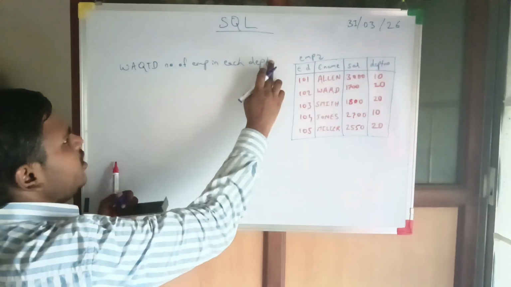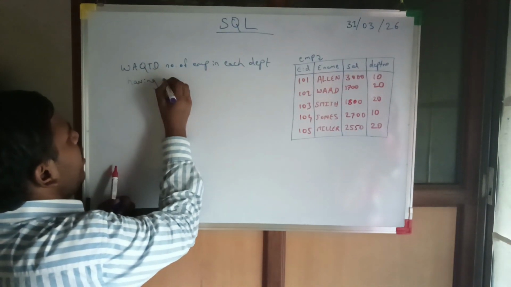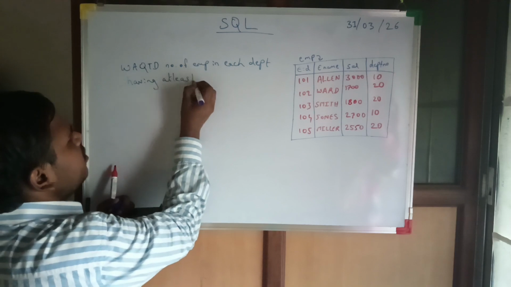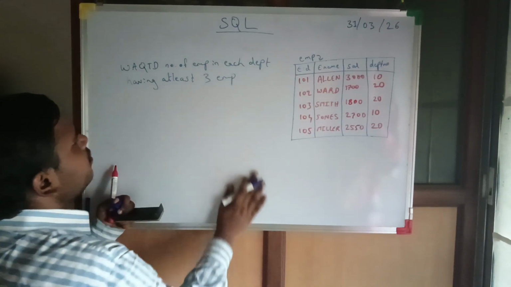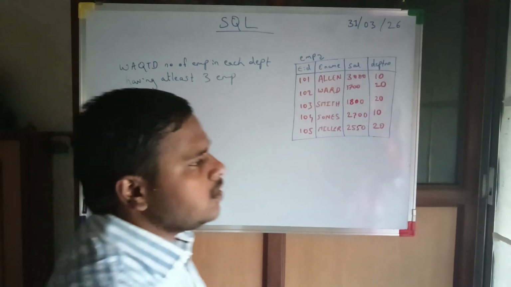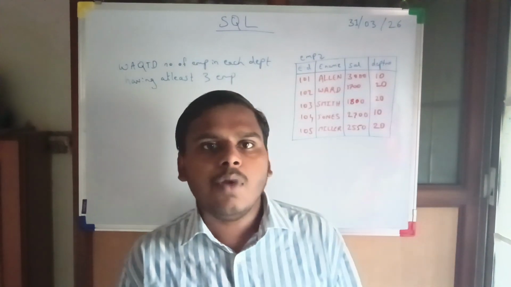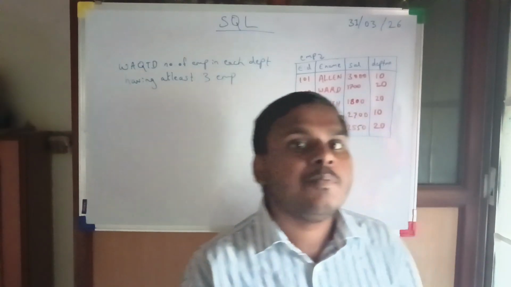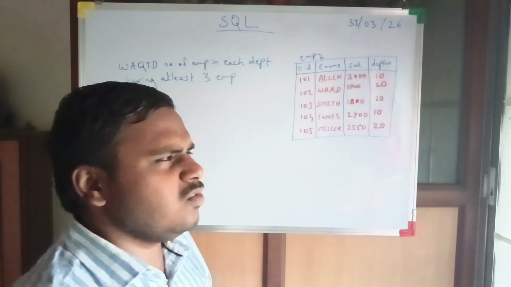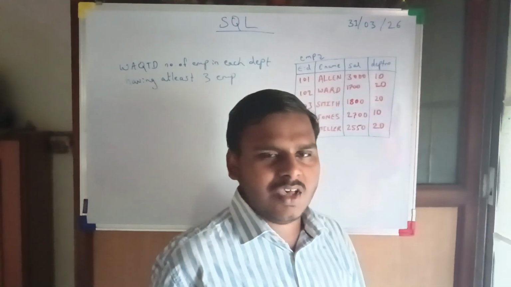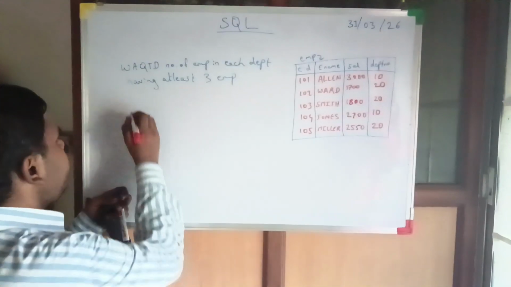What is the modification? Each department should have at least 3 employees. It means I need to know the number of employees in each department, but the minimum number of employees should be 3. So sir, here we can use the where clause, sir. You can try it in the software.